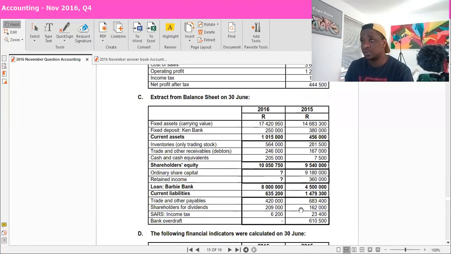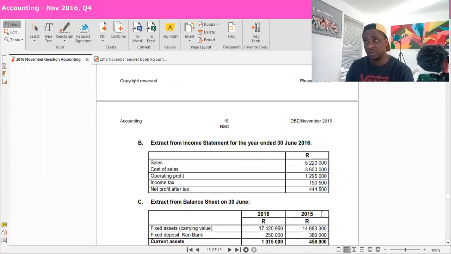If you go to dividends right here, one thing that's obvious is that we have interim and final. The final dividend is obviously going to be shareholders for dividends, which is 209,000. And then in the previous year, the final dividend must have been 162,000. So that 434,000 would include an interim dividend of the current year as well as the shareholders for dividends of the previous year. Therefore, in order to calculate the interim dividend, we'd have to subtract the final dividend of the previous year.